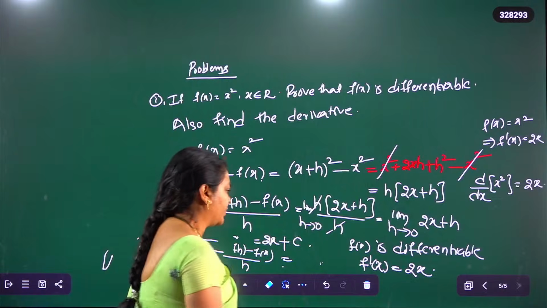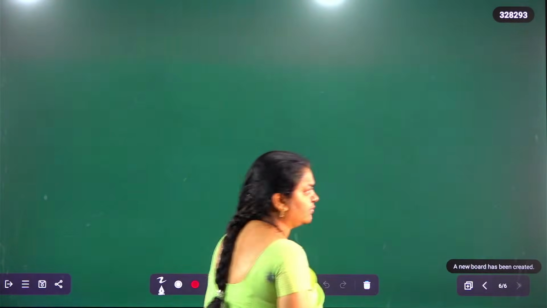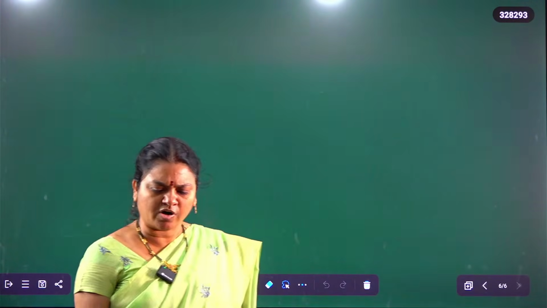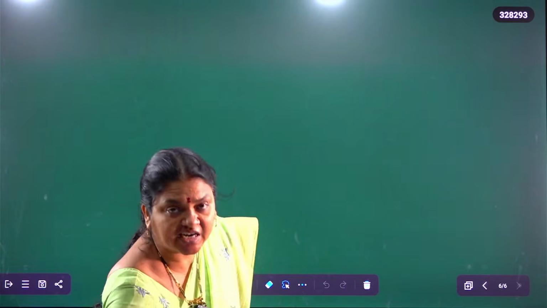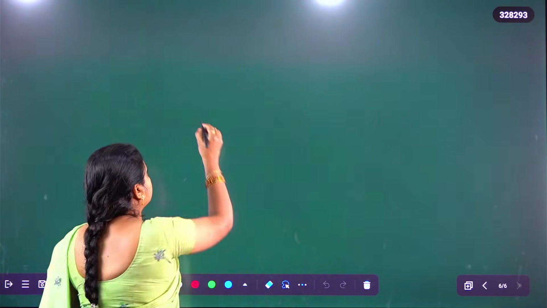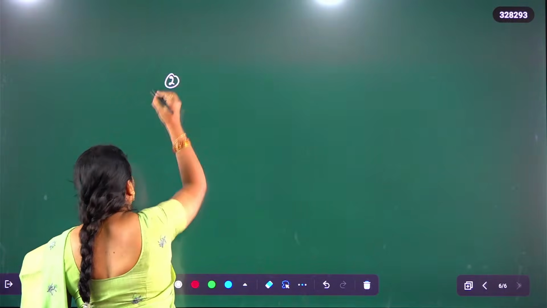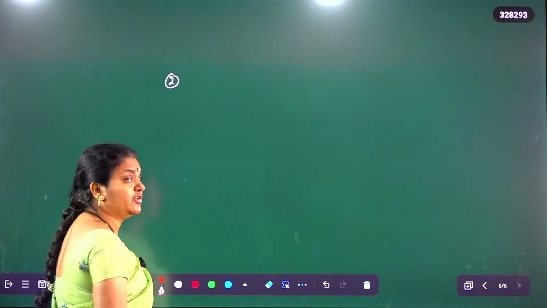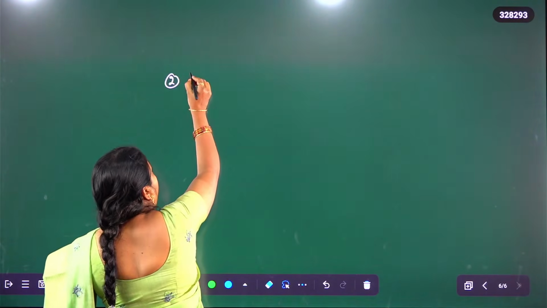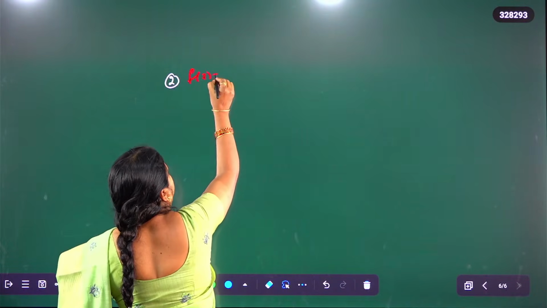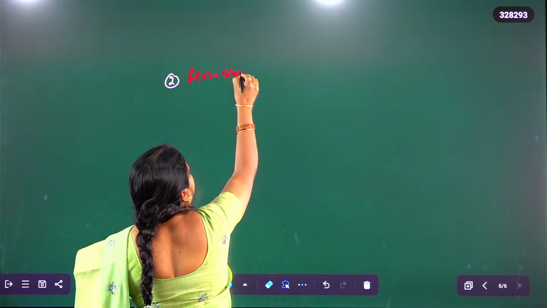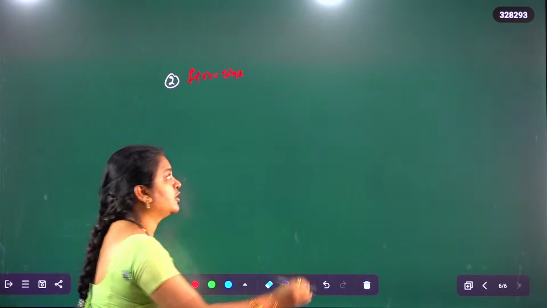Now, to practice more, we will do one more problem, okay? So what we will do is check for the sin x function. So this is problem number 2, okay? Problem number 2, I will use another pen. So f of x is equal to sin x.